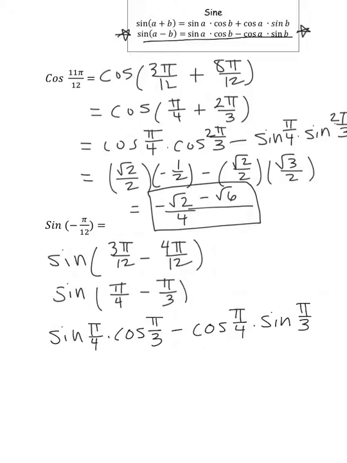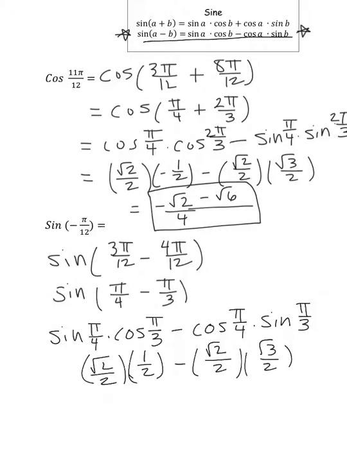Sine of pi over 4 is square root of 2 over 2. Cosine of pi over 3, that is 1/2. And cosine of pi over 4, again, that's square root of 2 over 2. Sine of pi over 3, that's the square root of 3 over 2. All right, and now just multiplying and combining numerators, I would get the square root of 2 over 4, and now square root of 2 times square root of 3 is minus the square root of 6. And that is done.